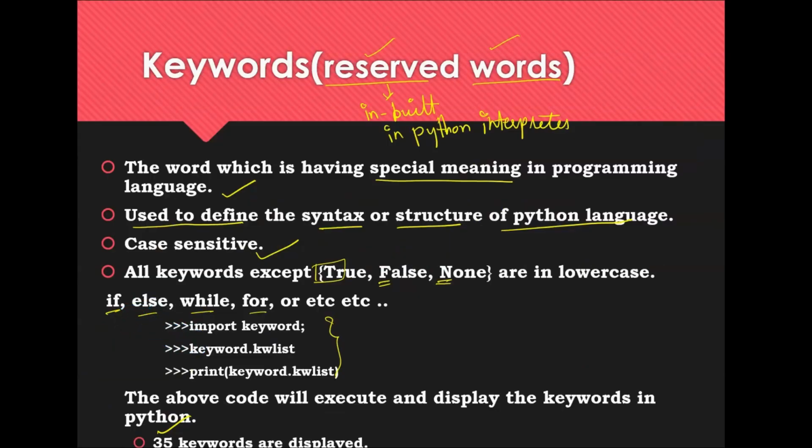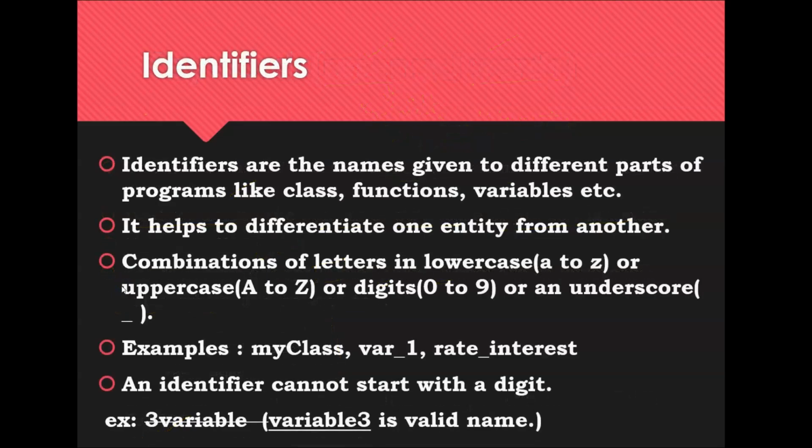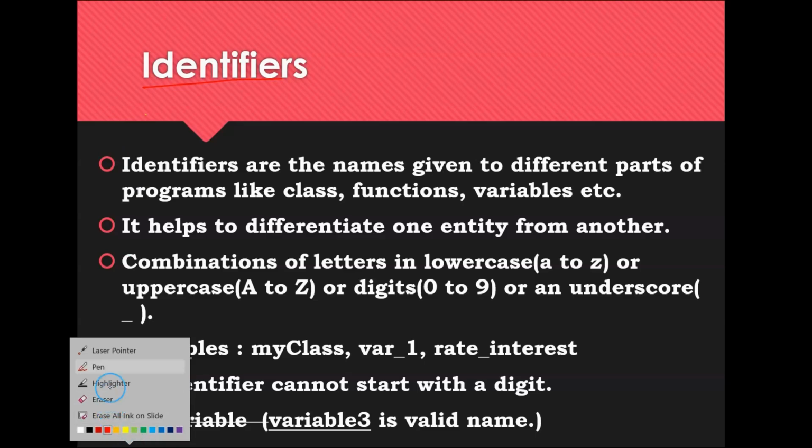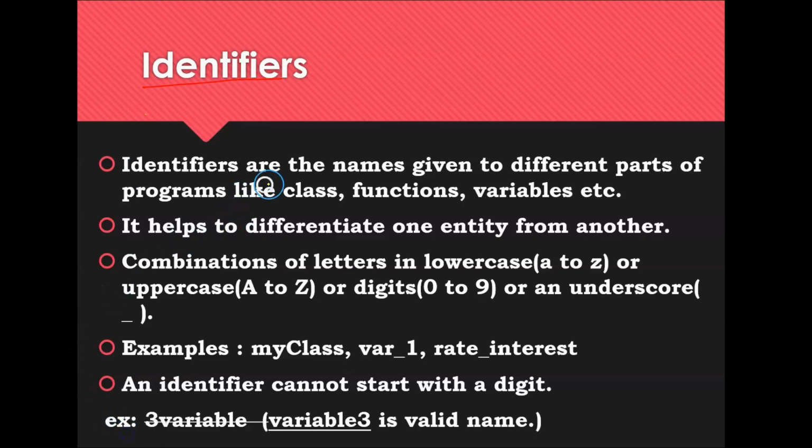Let us move on to the next slide, that is identifiers. We have the second type of tokens as identifiers. Identifiers are the names given to different parts of the programs like classes, functions and variables. For function names, variables and class names, we use identifiers. They are just names given to different parts of the program, and they help to differentiate one entity from another.